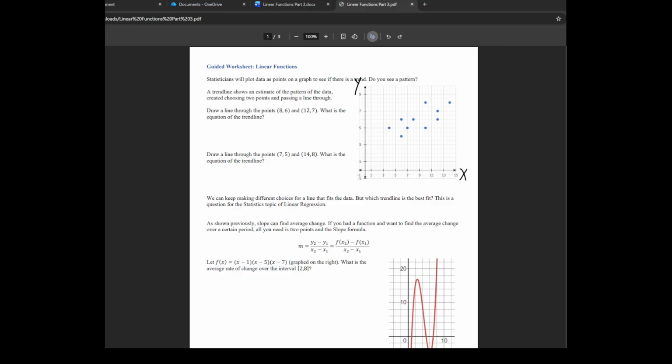We're going to start this lesson by looking at a graph of data points. This graph could represent any sort of relationship. Each one of these points is an individual event. So maybe the x-axis could be hours studied, how many hours someone spends studying, and the y-axis could be how many points you improve on your test grade.